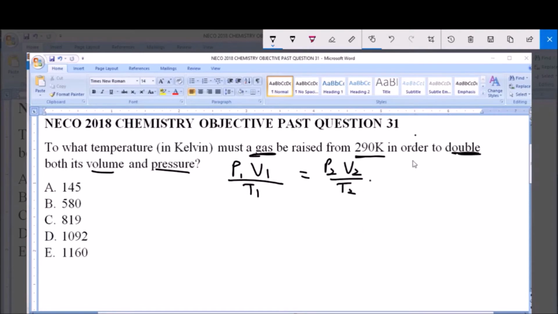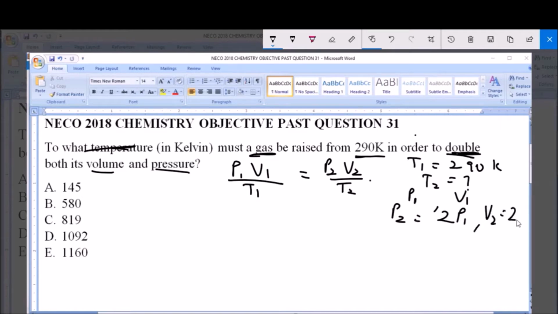Now let's look at our variables. Our T1 is 290 Kelvin. Our T2 is what we are looking for because we are asked to what temperature. And then our P1, let's just leave it as P1. Our V1, let's also leave it as V1. Now our final pressure and volume is supposed to be double. So P2 is equal to 2P1, that is 2 times P1, and V2 is equal to 2V1, that is 2 times V1.